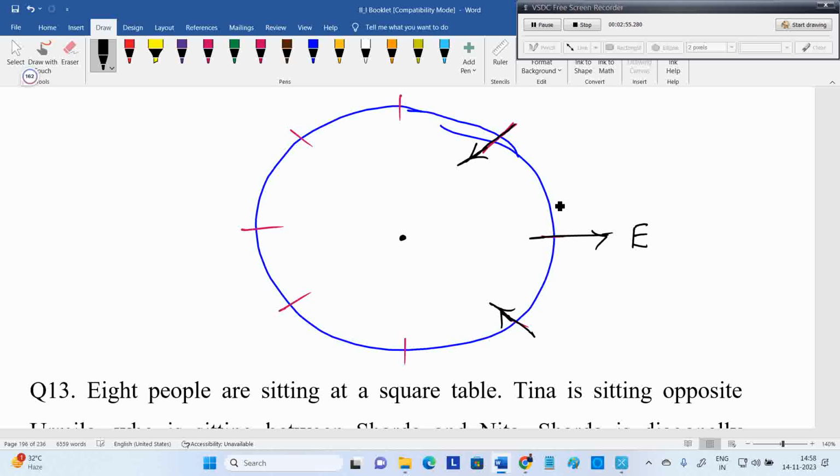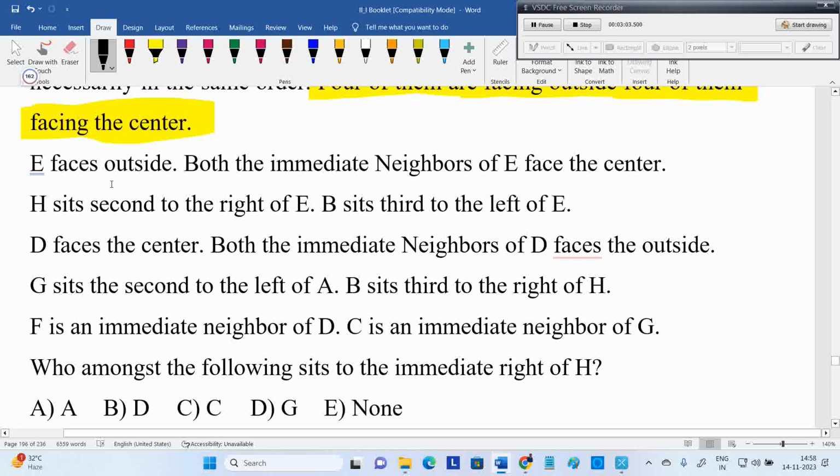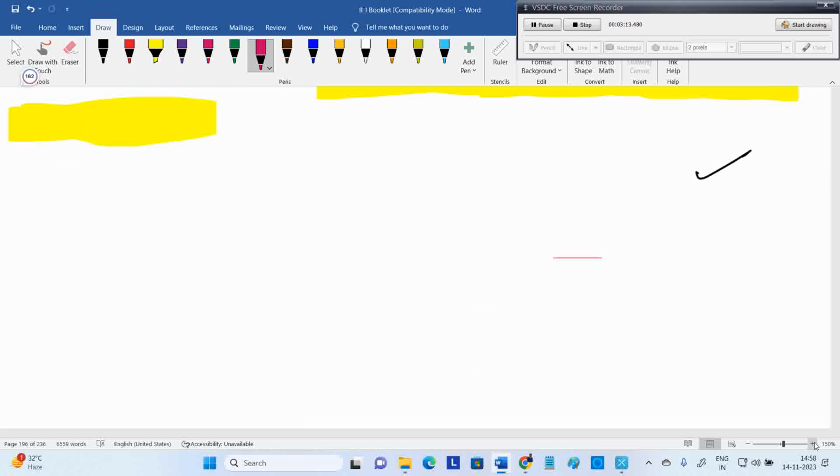Here and there they mention E facing outside like that. The neighbors are facing towards the center. Okay, cool. What is the next information they gave? First one completed. H sits second to the right of E. Wherever E is there, H sits second to the right of E.